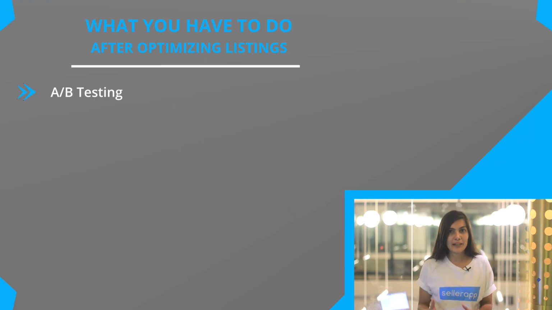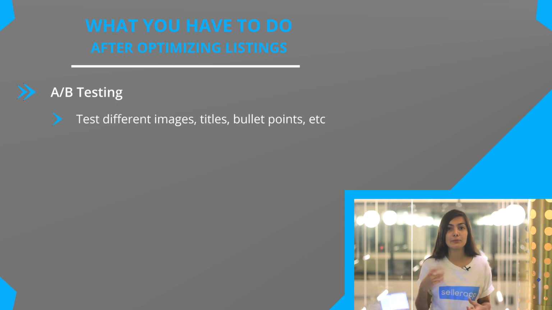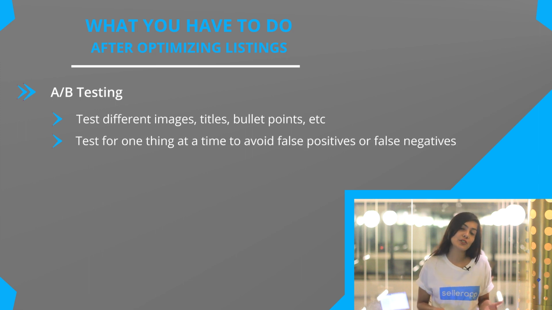With PPC campaigns, you can literally do A/B testing on each field of your listing. So for example, you can test out 2 to 4 different types of images, titles, and bullet points and see what works and what doesn't. So the most important part here would be to do A/B testing for one thing at a time and minimize the external factors as much as possible, otherwise it might lead to false positives or false negatives.